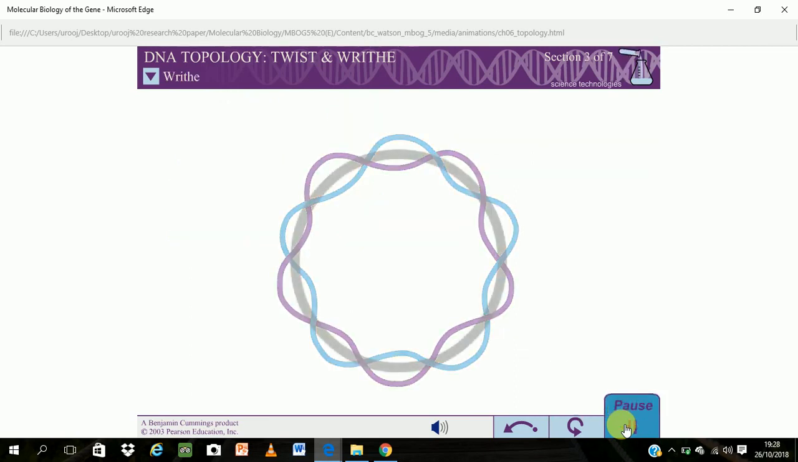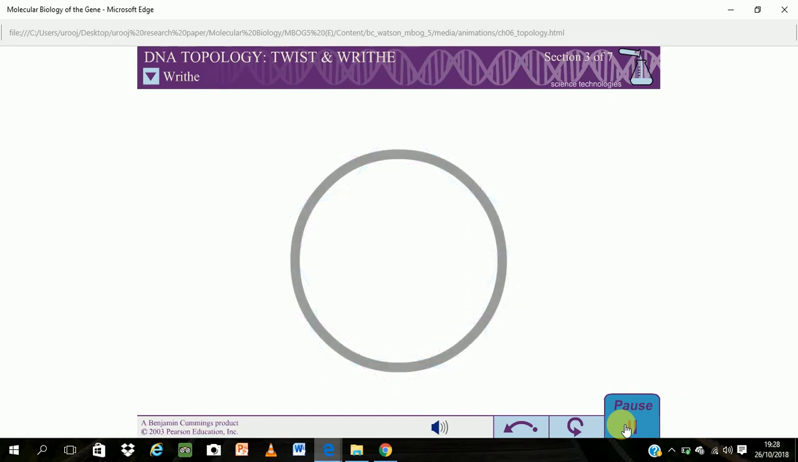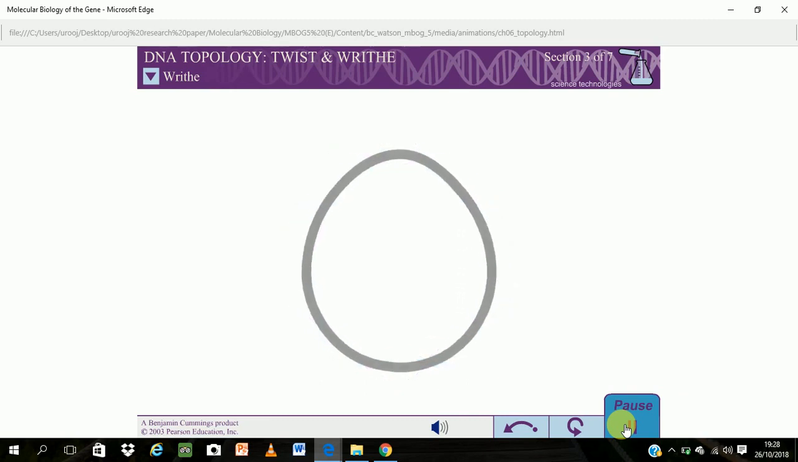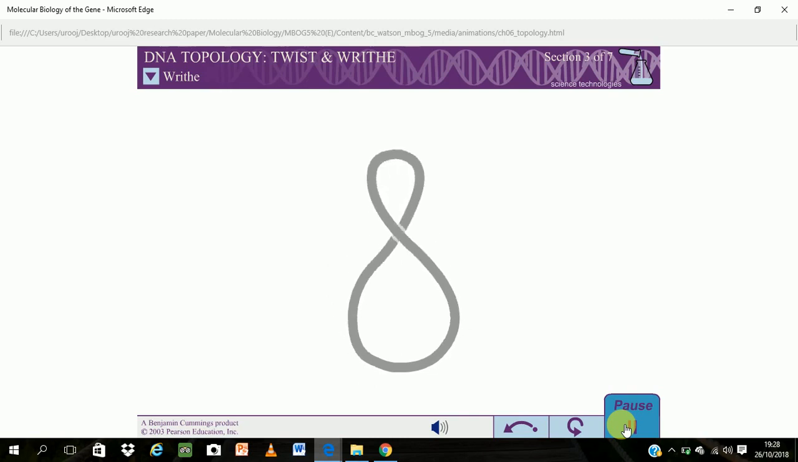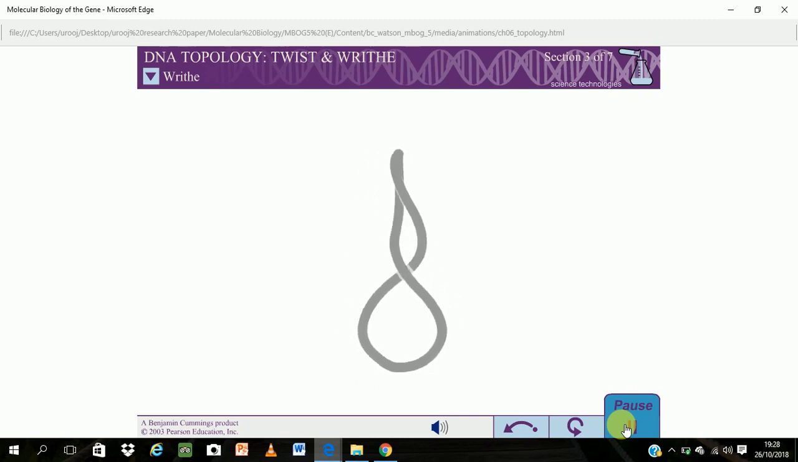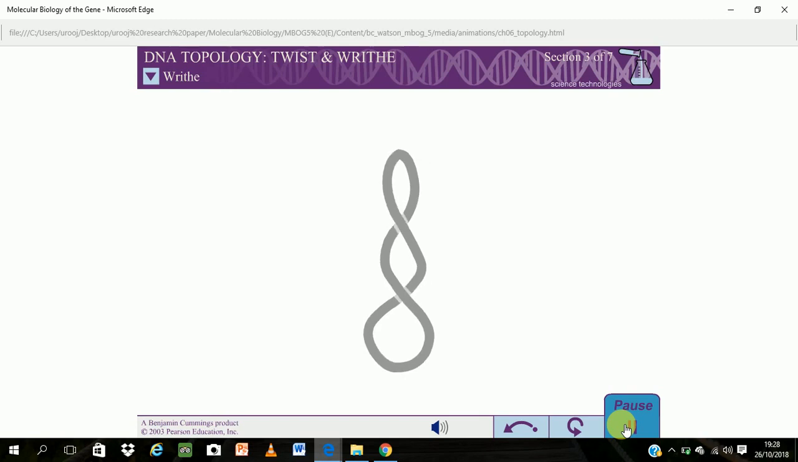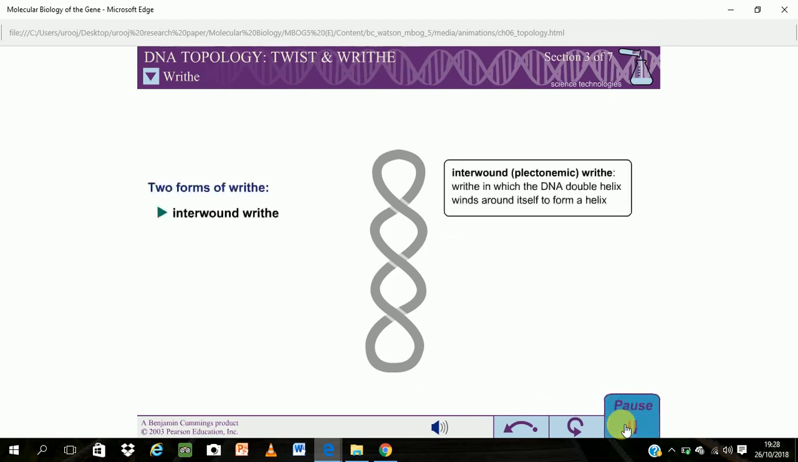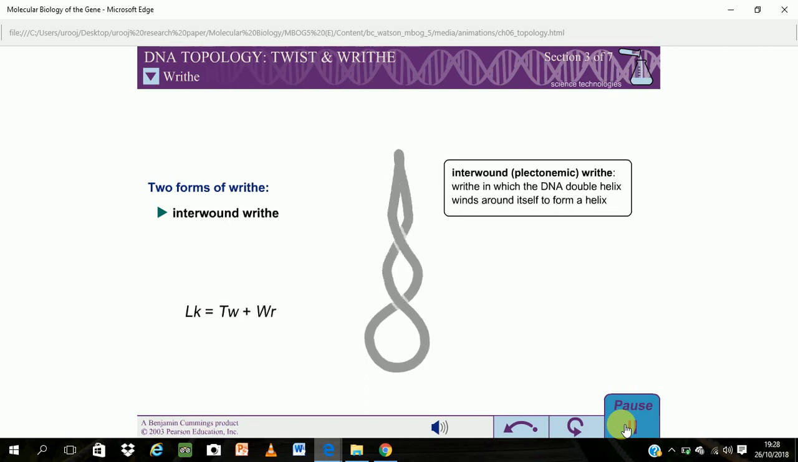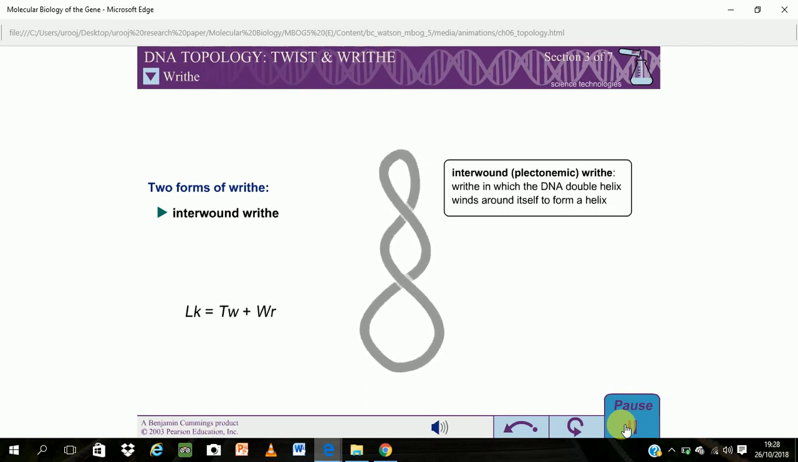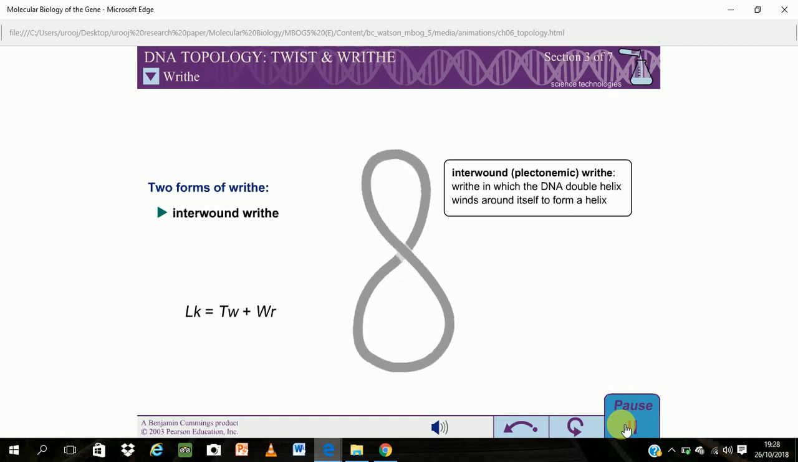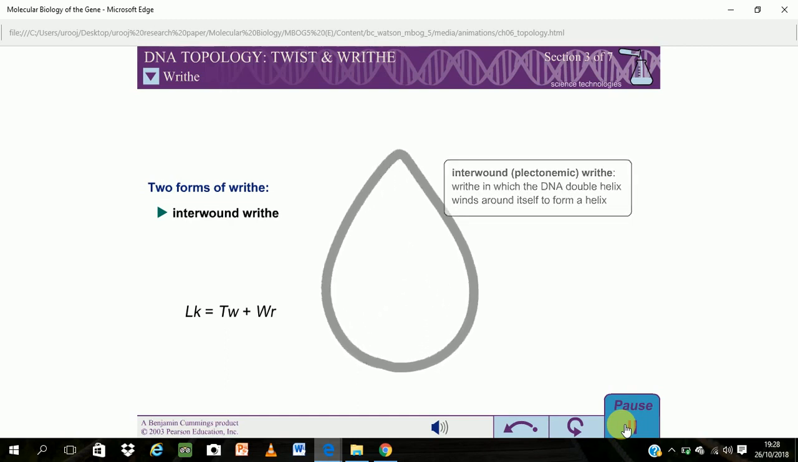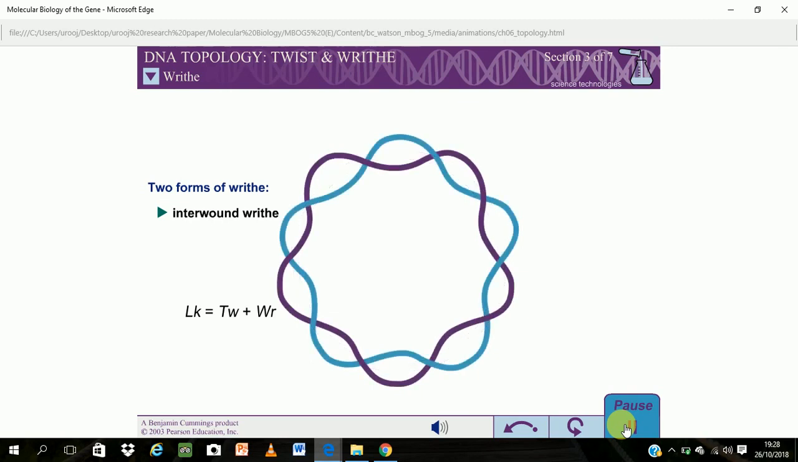However, cccDNA does not generally lie in a flat plane. Instead, the DNA double helix usually crosses over itself in three-dimensional space, often repeatedly. This torsional distortion is called writhe. Writhe can take two forms. One form is interwound or plectonemic writhe. In interwound writhe, the DNA is wound around itself, forming a helix. Most cccDNA molecules exhibit interwound writhe.